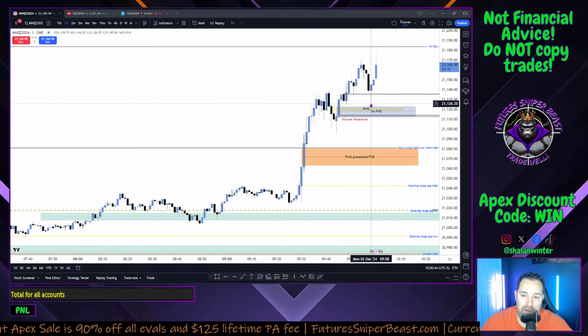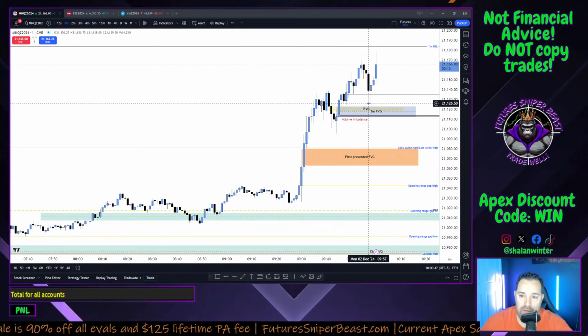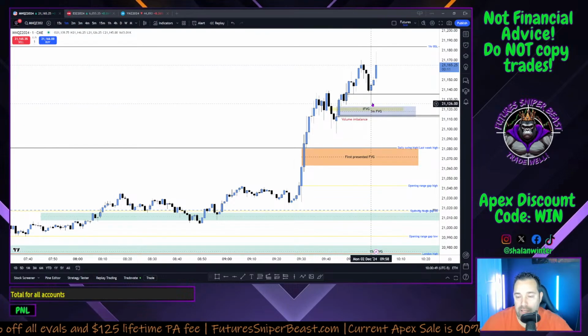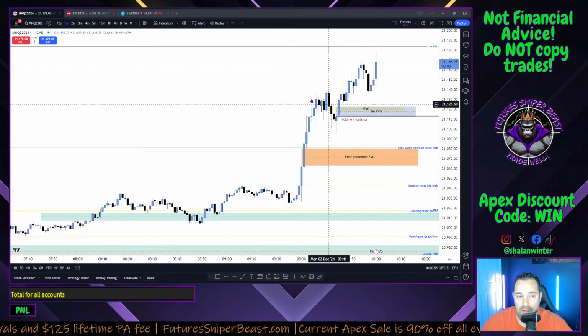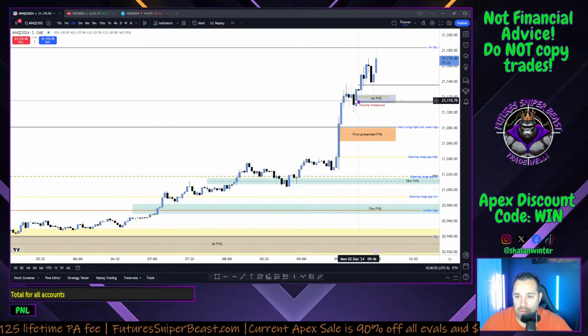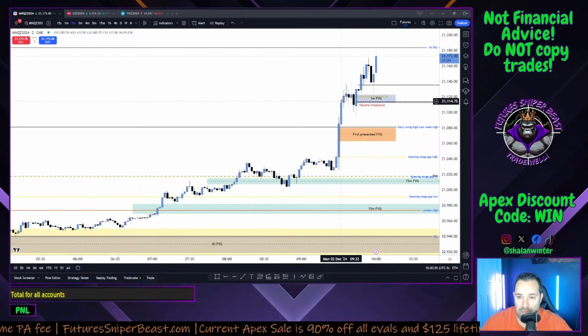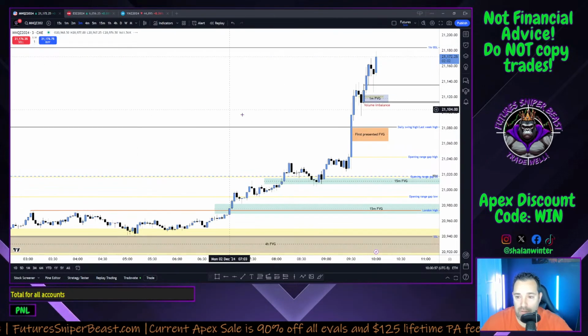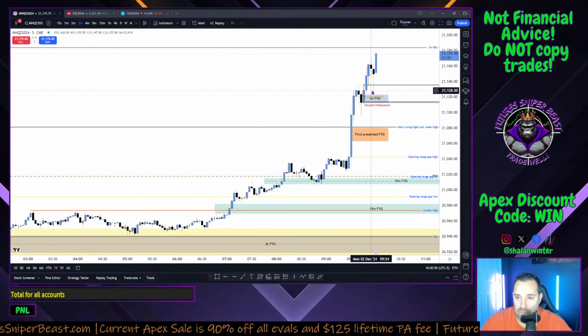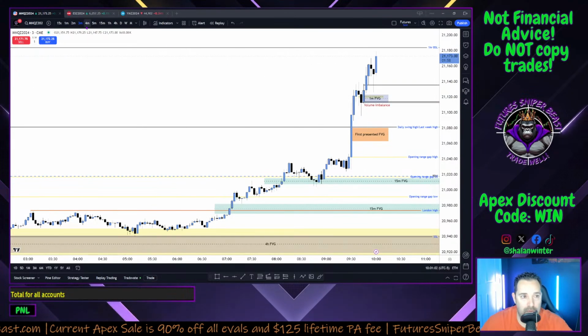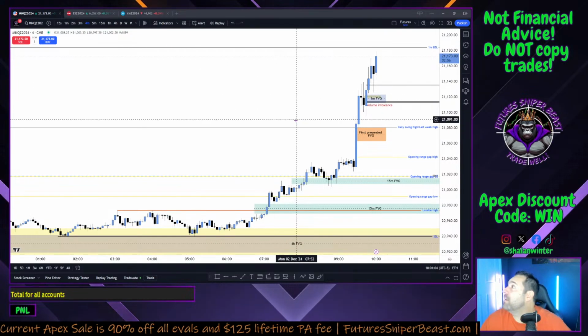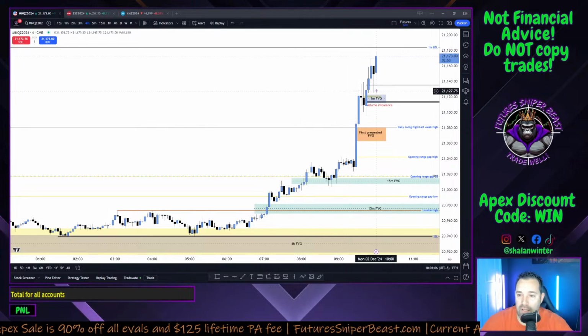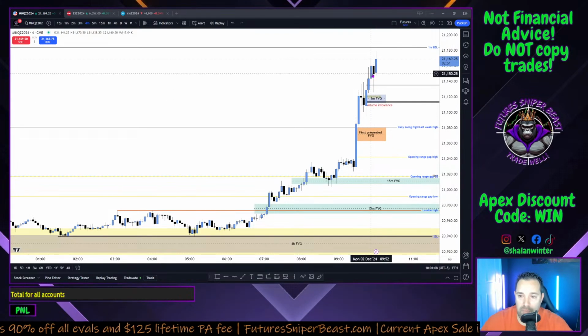This would have been a nice area to get long at right here as well. But, I mean, it didn't reach into that. I bet, let's see if there's a 2 minute. Nope. 3 minute. Nope. 4 minute. Nope. No fair value gaps right here. Just, that's manipulation right there.